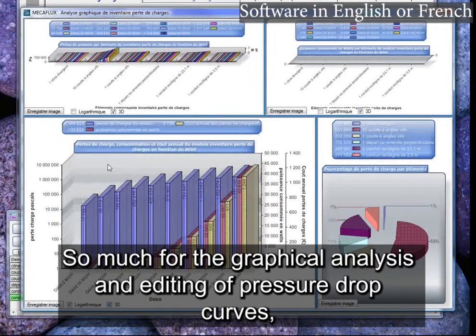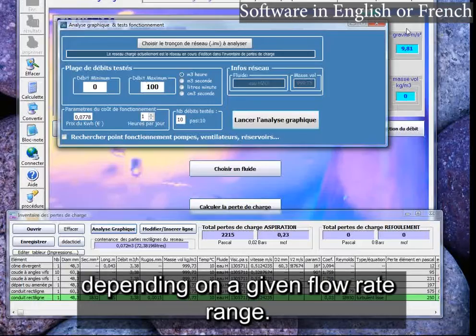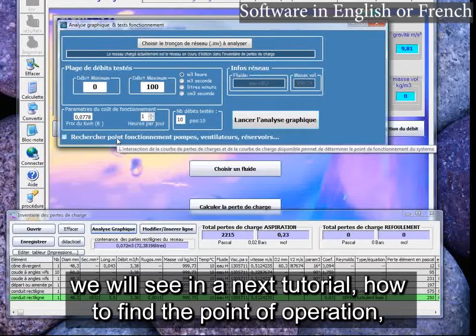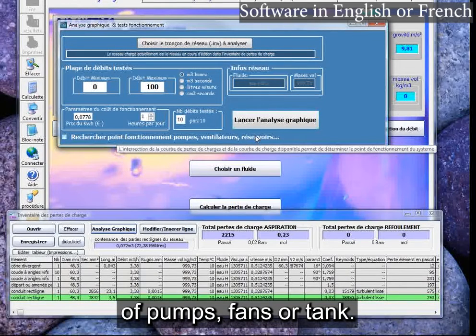So much for the graphical analysis and editing of pressure drop curves, depending on a given flow rate range. We will see in a next tutorial how to find the operating point of pumps, fans or tanks.